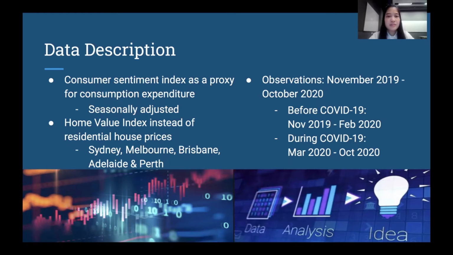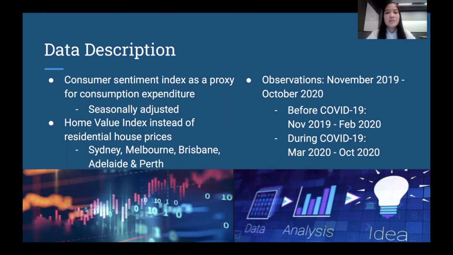Moving on to data description, we use the Consumer Sentiment Index, which measures changes in the level of consumers' confidence in economic activity, as a proxy variable, since it has a significantly positive correlation with consumption expenditure as suggested in many studies. Also, the Consumer Sentiment Index is in monthly frequency, whereas consumption expenditure is only available quarterly. Data needs to be in a higher frequency in order to acquire more observations and hence a larger sample size for the during COVID-19 period. The Consumer Sentiment Index data has already been seasonally adjusted, so there should be no seasonality.